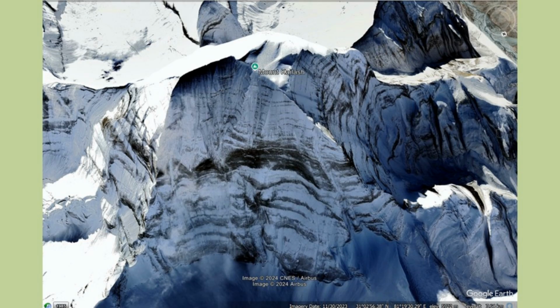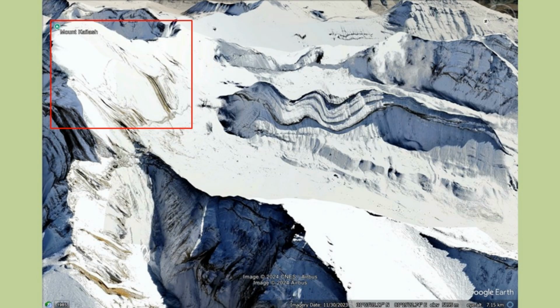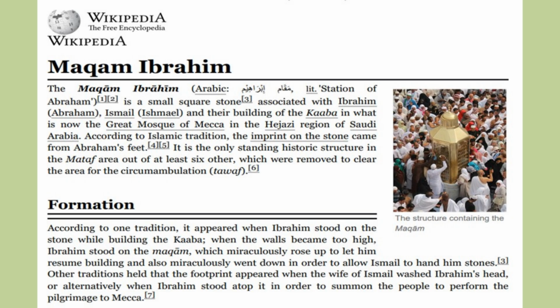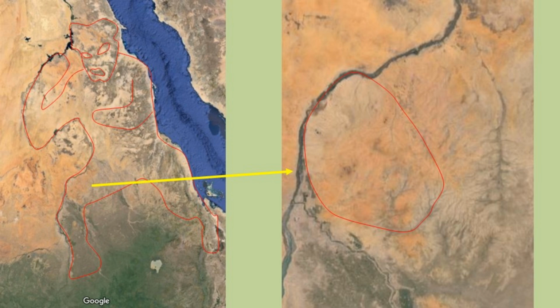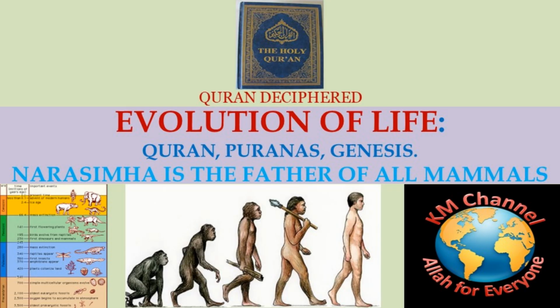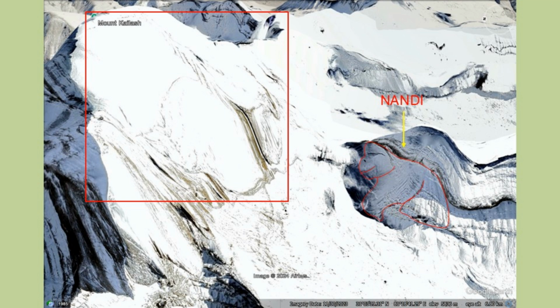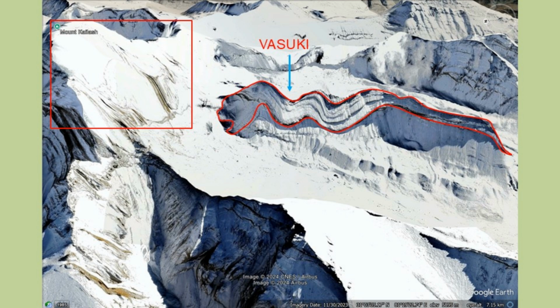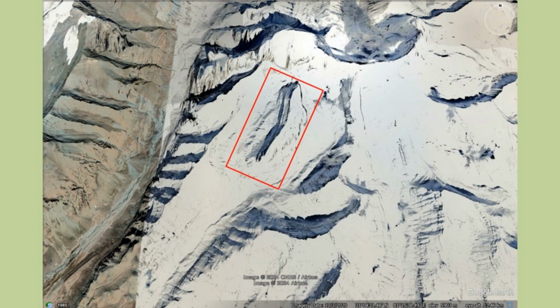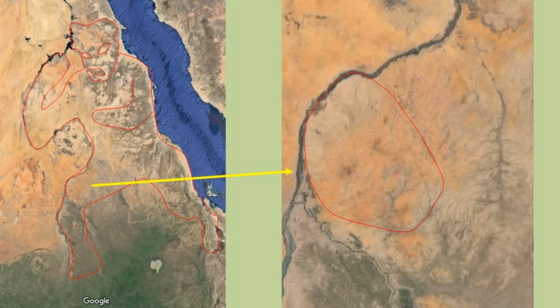During this process, they built Mount Kailash, where it is present now. The place where the images of Nandi and Vasuki are situated is the Maqam Ibrahim, where Prophet Ibrahim, who is none other than Prophet Narasimha, as shown in my previous presentation, Evolution of Life, was standing. Narasimha is a combination of reptile and mammal, which is figuratively shown as Nandi, a bull, which is a mammal, and Vasuki, a snake, which is a reptile. This structure is the footprint of Prophet Ibrahim, who is none other than Prophet Narasimha.